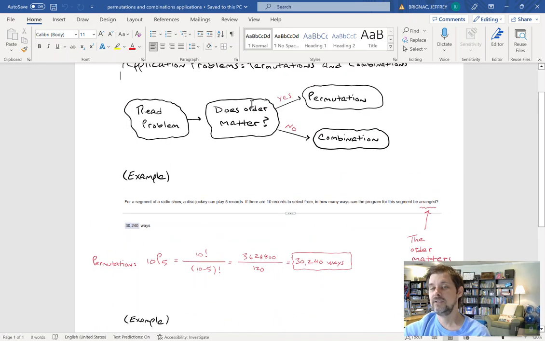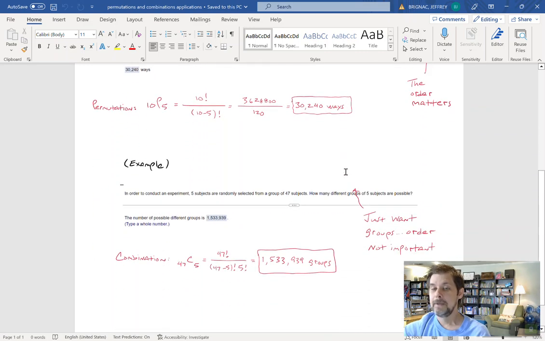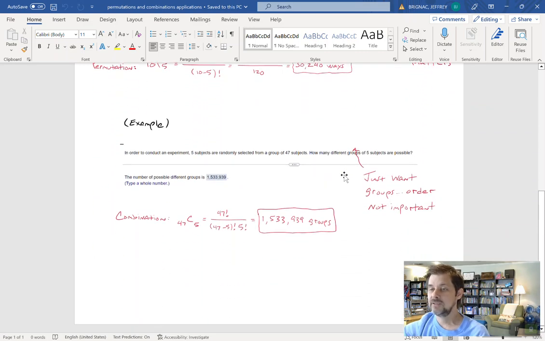Okay, so yeah, that one, read it. Does order matter? Yes, permutation. Okay, but let's look at another one just for the sake of contrast. Looks like I gotta do a little erasing here real quick.